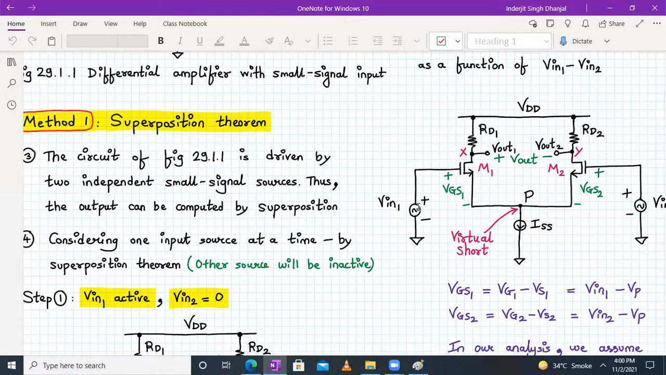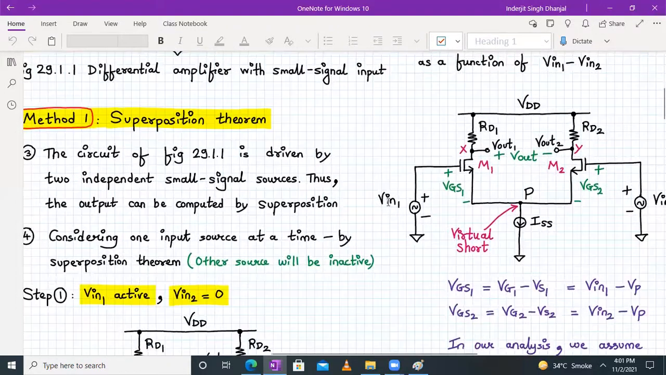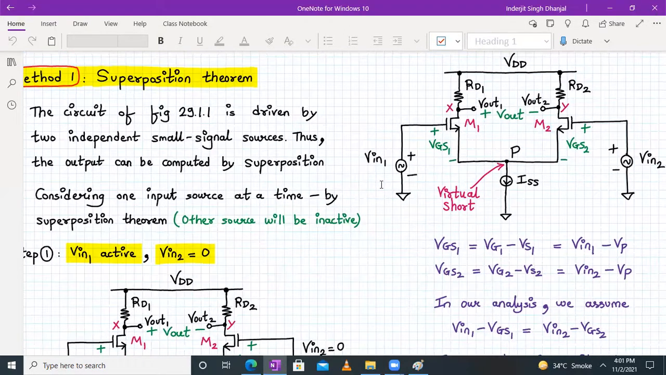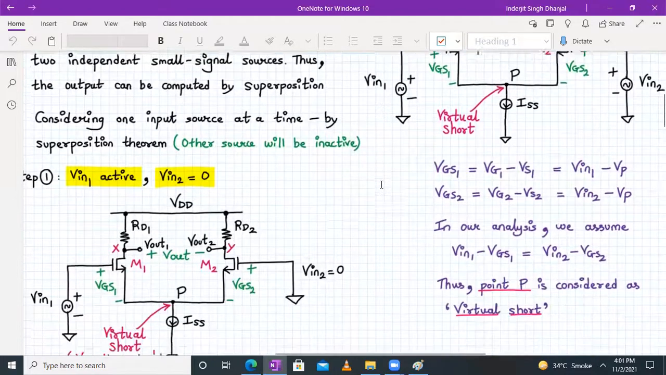Since there are two independent small signal sources, and we are operating in the linear region with small signal inputs, we can say that the output can be computed by the superposition method. Since there are two inputs, we'll consider one input source at a time. When one source is active, the other source will be inactive.